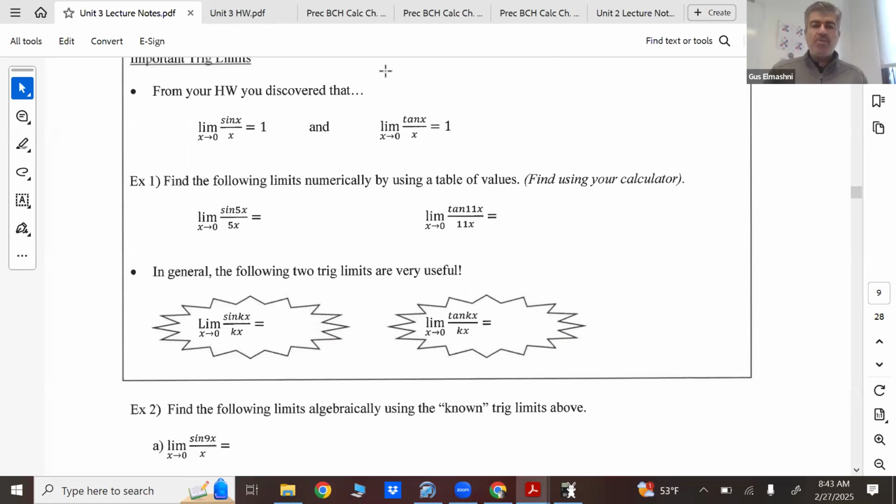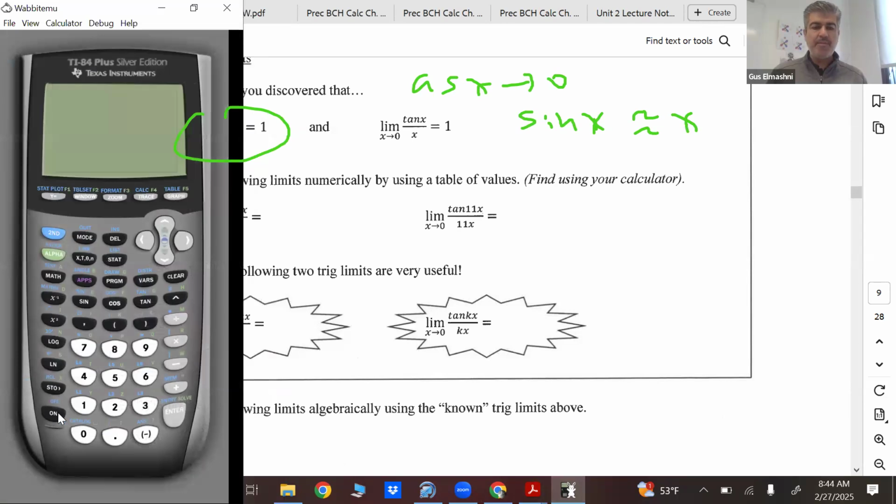Okay, so why is this true? If you think about it, as x approaches 0, sine x is roughly the same as x. For example, if I go to a calculator, and you have to be in, again, radian mode, and there's a reason why it must be in radian mode. That won't be clear until we actually start doing derivatives later in the spring.